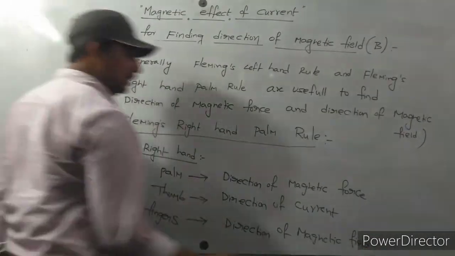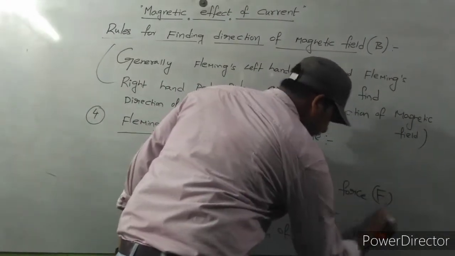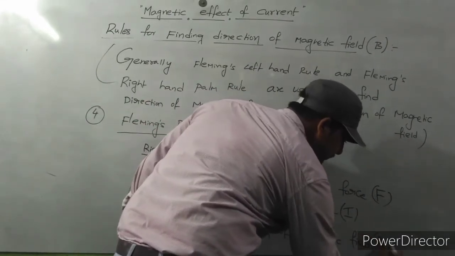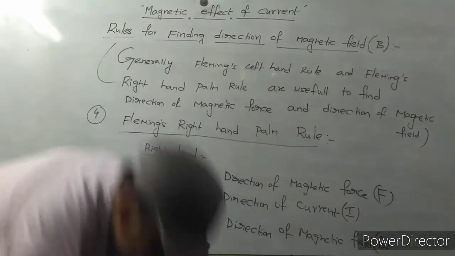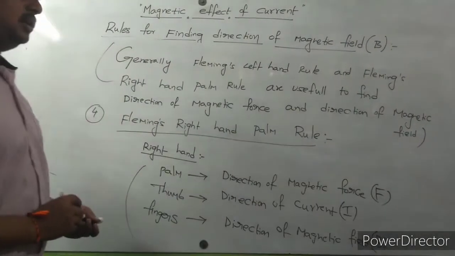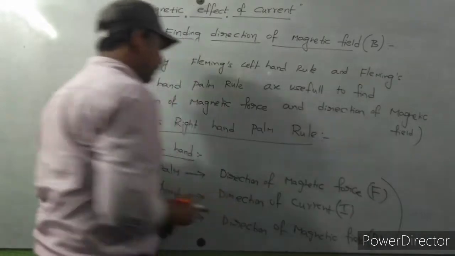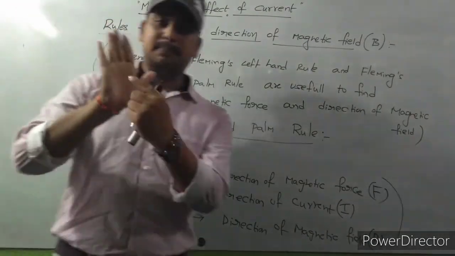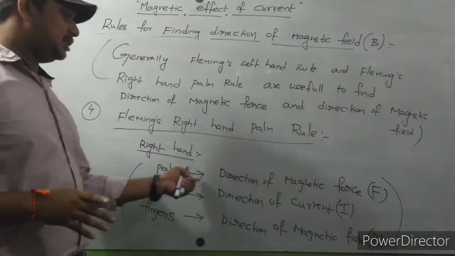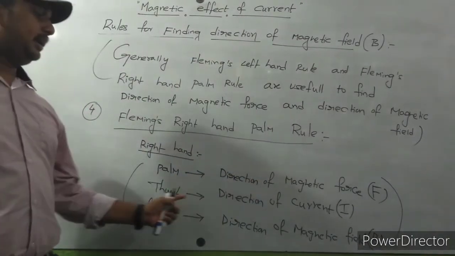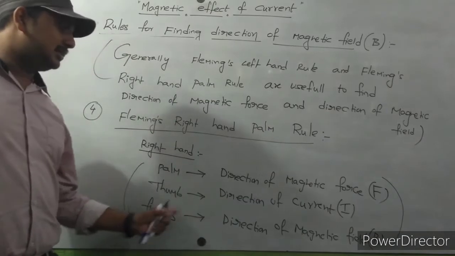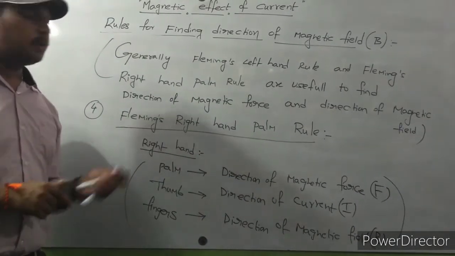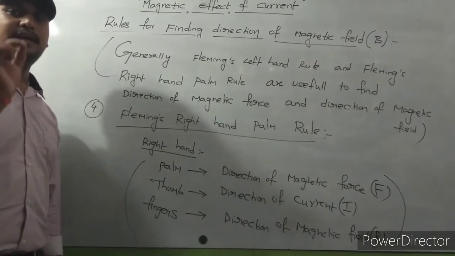Observe carefully: magnetic force is indicated with F, current is indicated with I, and magnetic field is indicated with B. So Fleming's right hand palm rule: the palm indicates direction of magnetic force, thumb indicates direction of current, and fingers indicate direction of magnetic field. Now I will tell one example problem, then you will get a clear idea.